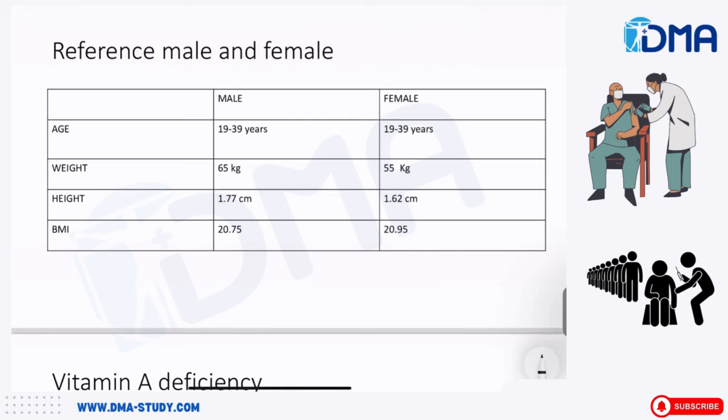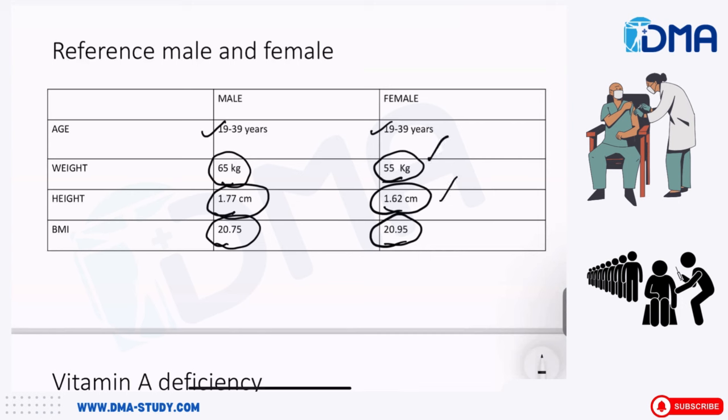Next, I want you to remember is reference male and female. In case of reference male and female, the age is the same, 19 to 39 years. The weight is 65 for male, 55 for female. Height is 1.77 meters, 1.62 meters. And the BMI is 20.75 and 20.95. You may get a question based on all or the criteria for reference male or reference female except. So you have to know the criteria for male and female, which is 65 kg, 1.77, and BMI 20.75. And for females, it is 55, 1.62 and 20.95.